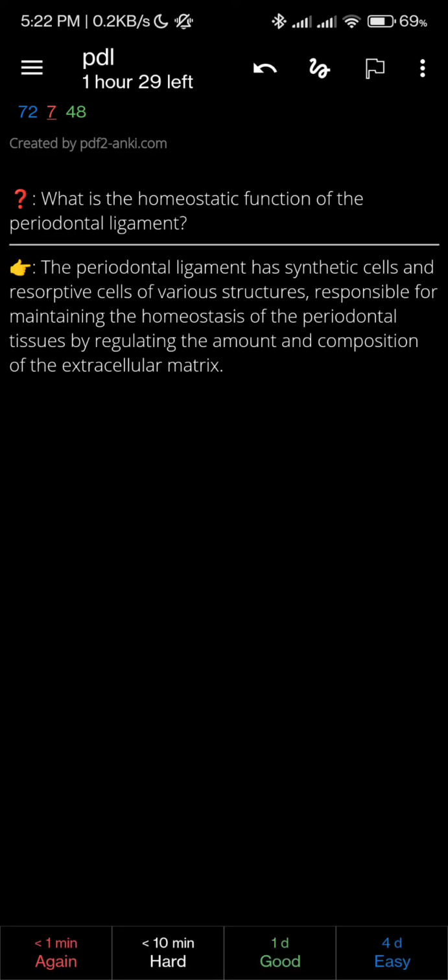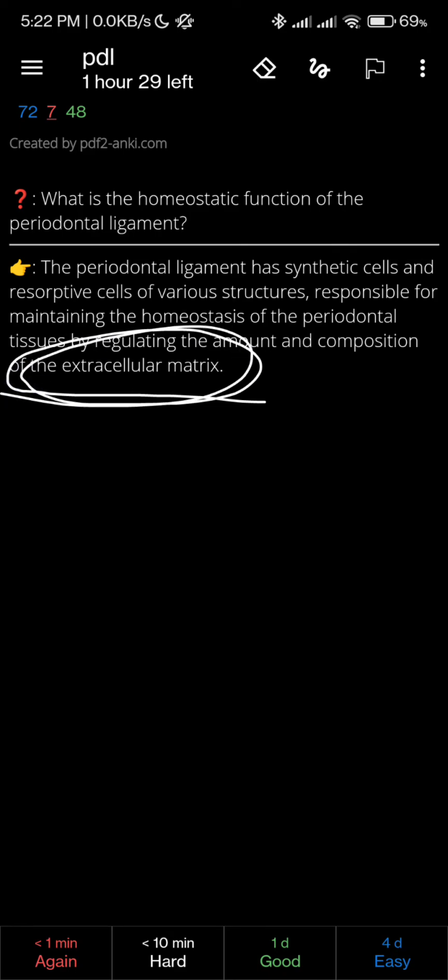Yeah, what is the homeostatic function of the periodontal ligament? So the periodontal ligament has synthetic cells as well as resorptive cells, and they maintain the homeostatic state of the periodontal ligament by regulating the amount and composition of the extracellular matrix.